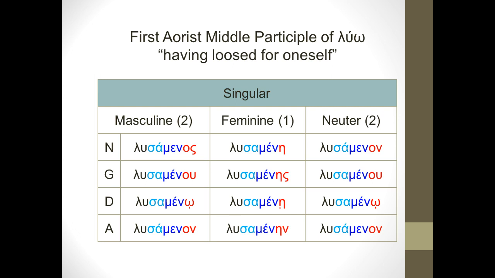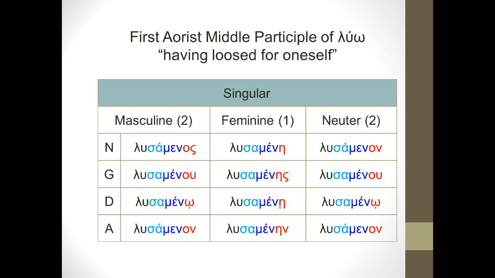And as always with the aorist, you have your sigma alpha ending, which tells you that you are dealing with the aorist. So because these are the aorist middle, we would translate these something like, having loosed for oneself. Let's take a look and pronounce them, beginning with the nominative.